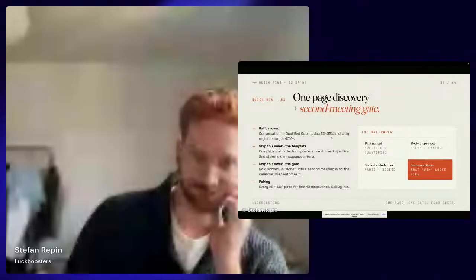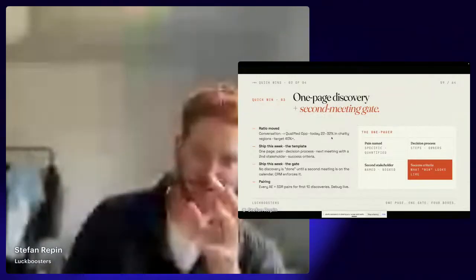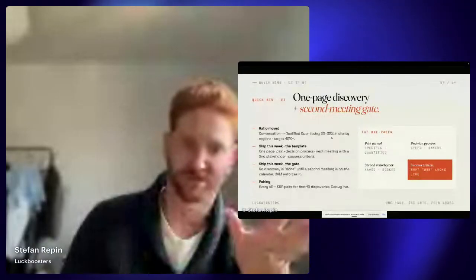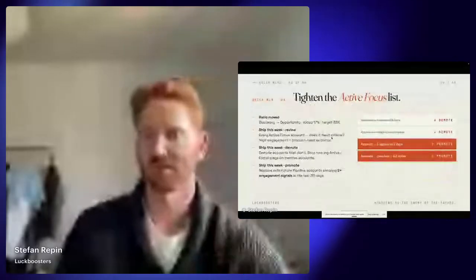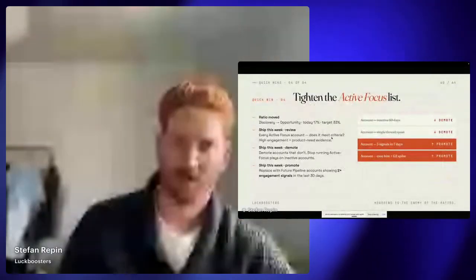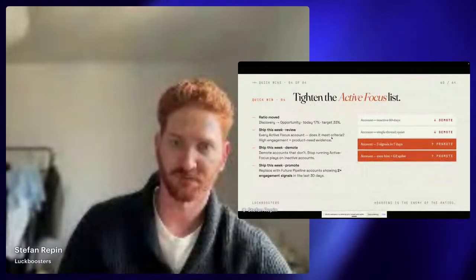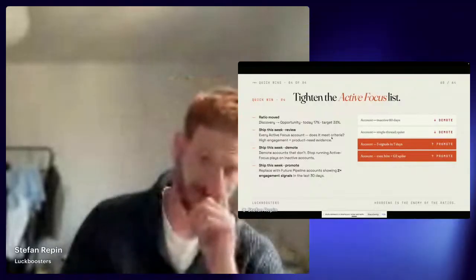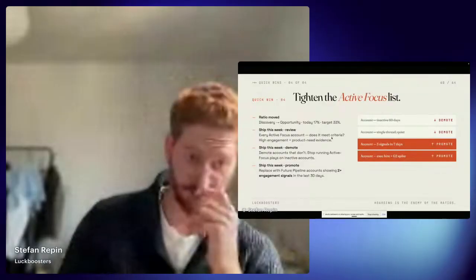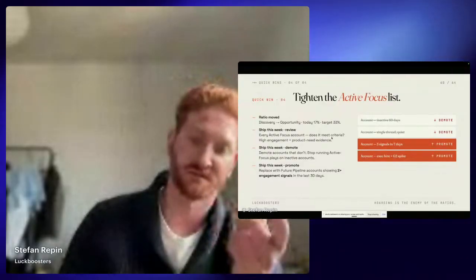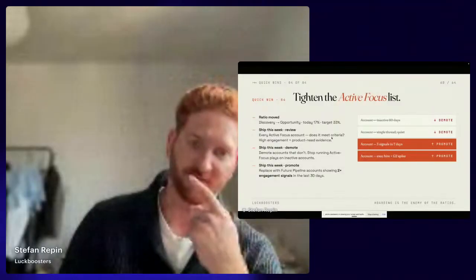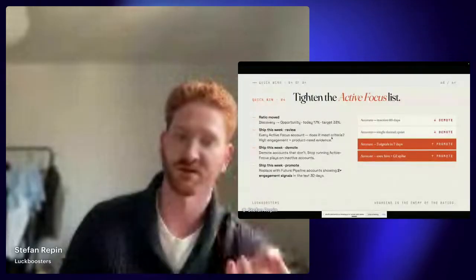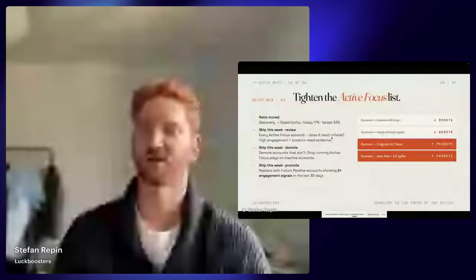On the second meeting gate: pain named, specific, quantified; decision process steps; second stakeholder named and booked; what success criteria look like. You have to be very specific. You have to tighten the active focus list. If an active focus account is inactive in 60 days, then you have to demote it. If accounts show signals in 7 days, then you have to promote them. If the account has an executive hire, maybe a G2 spike, anything like that, also promote them. So you need to figure out what motivates active focus for you.